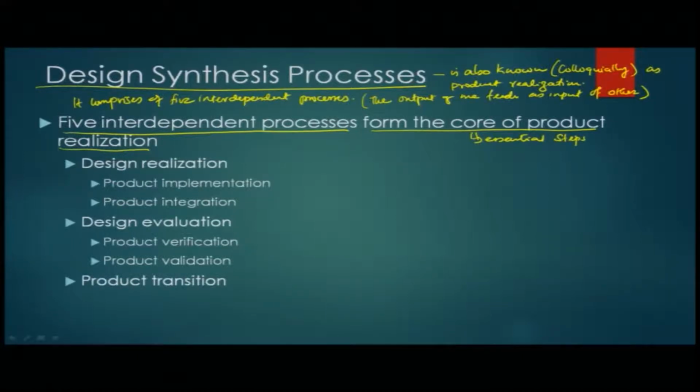So, the first one is called design realization. This is the category in which you have two: the first one is product implementation, the second one is product integration. Then the second category is design evaluation, in which the third one is product verification, then the fourth one is product validation. Finally, the fifth one is product transition. If you draw this diagrammatically, you can think like this.